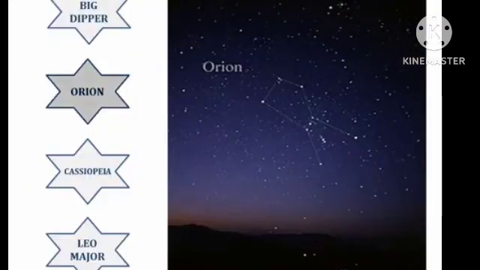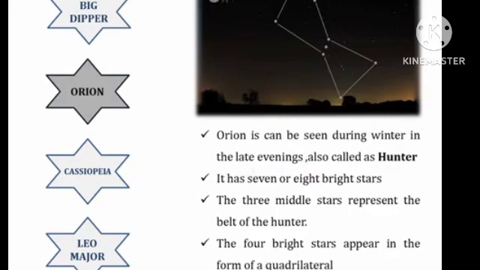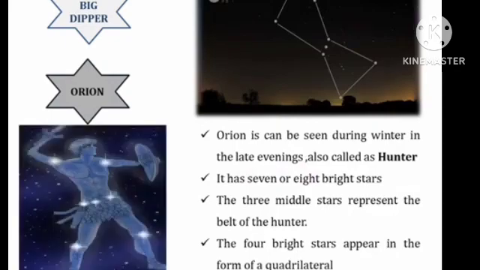Now the next constellation that we are going to study is the Orion. The Orion can be seen during the winter in the late evenings, and it is also called the hunter constellation. It is one of the most magnificent constellations in the sky. It has 7 or 8 bright stars. The 3 middle stars represent the belt of the hunter, and the 4 bright stars appear in the form of a quadrilateral.